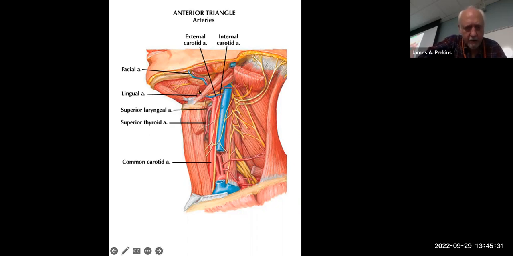Here's lingual artery, which you can only see for a short distance, and then it disappears into the tongue. And then facial artery, you can only see it up here, at least in this slide, as it's beginning to cross the edge of the mandible and continue up into the face.